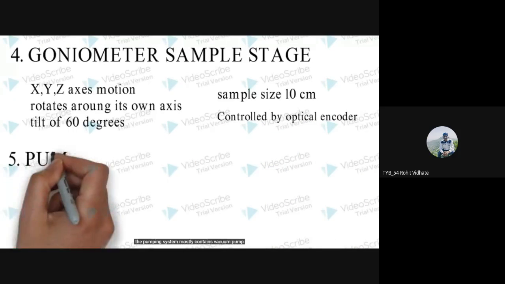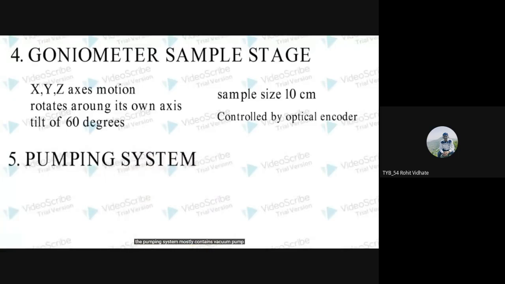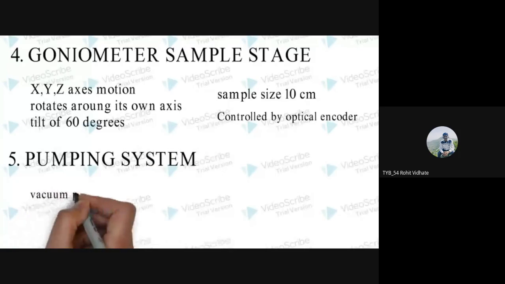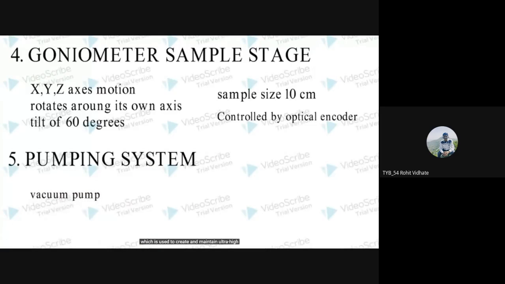The pumping system mostly contains a vacuum pump which is used to create and maintain ultra high vacuum conditions, which is required for both the ion column and electron column to work properly.